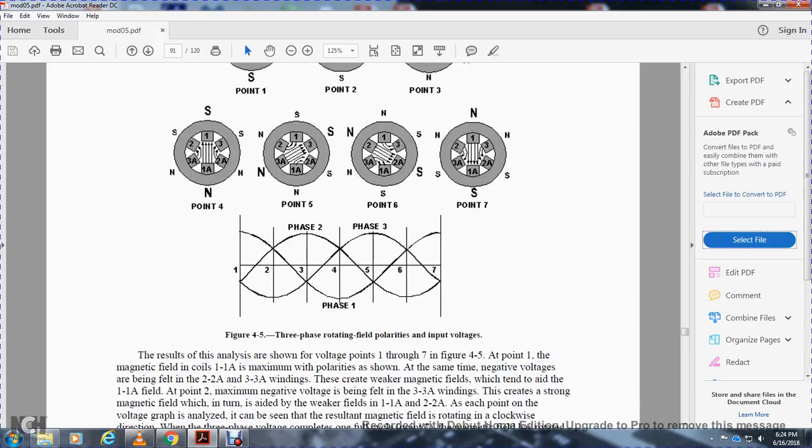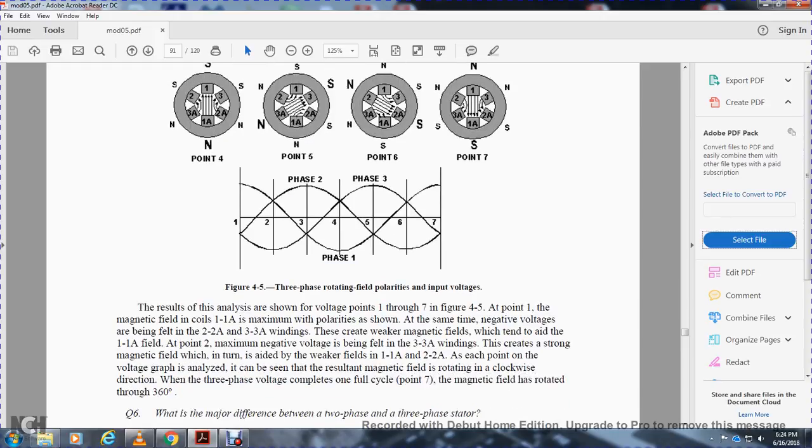Notice that they are kind of in phase. The result analysis shows that at point 1, the 1A magnetic field has maximum polarity at the same time. Negative voltages are being felt with the 2A and 3A.